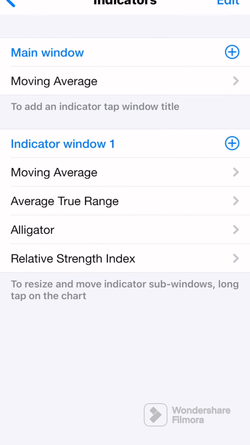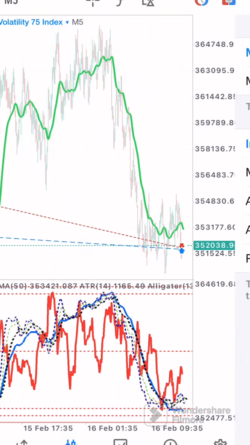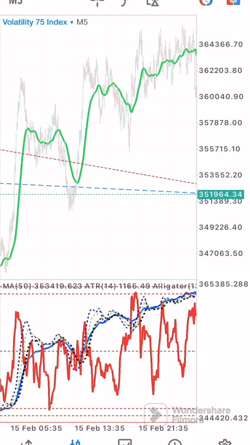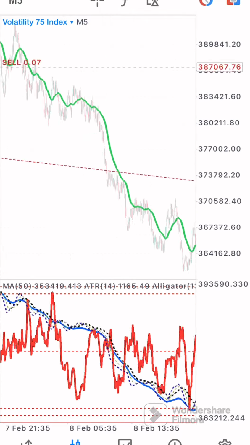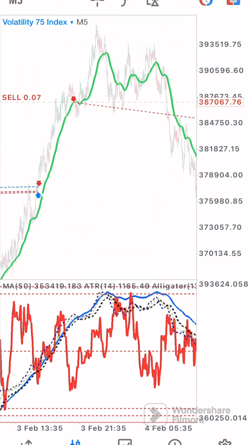So you can see here are the full settings intact. On the main chart, we have moving average. On window indicator 1, we have moving average, average true range, alligator, and relative strength index. Here are the volatility 75 index 5-minute scalping strategy settings. You can screenshot them. If you set up these settings like this, I'm very sure you should be able to have something like this.